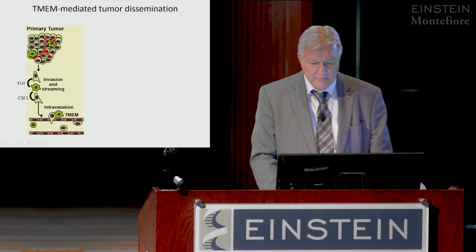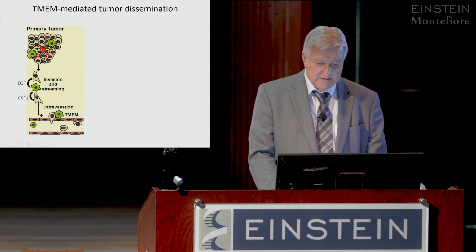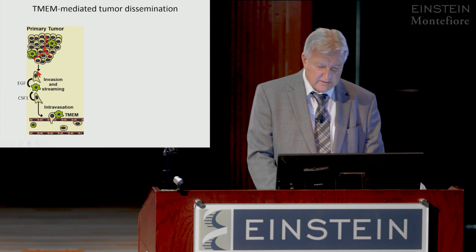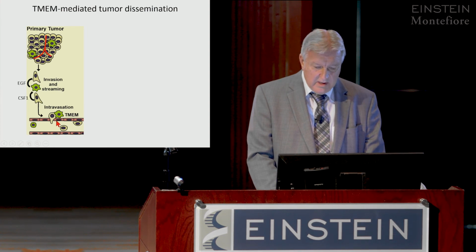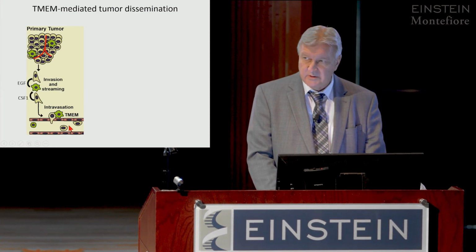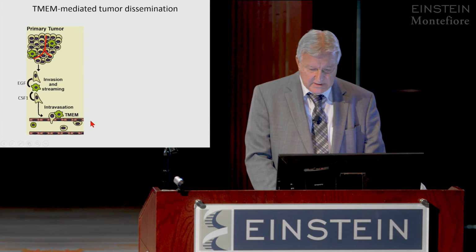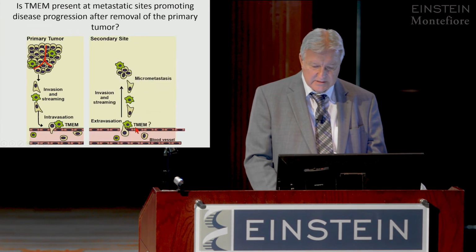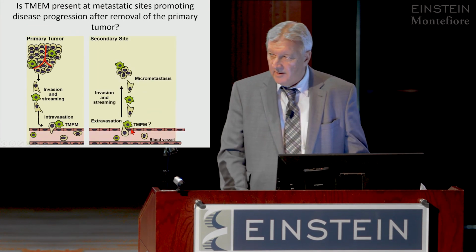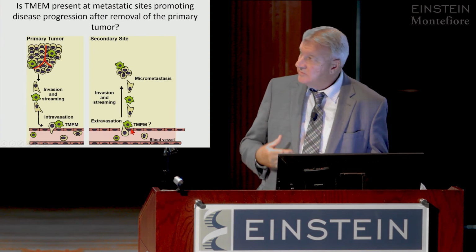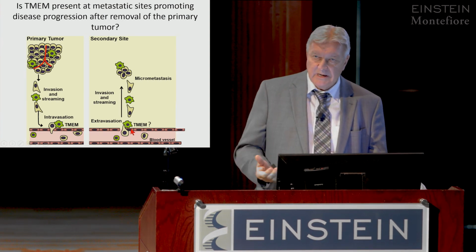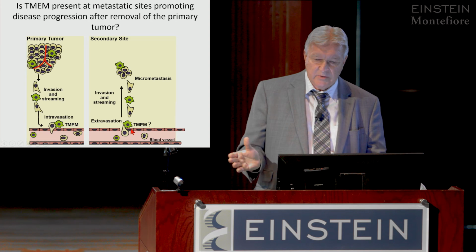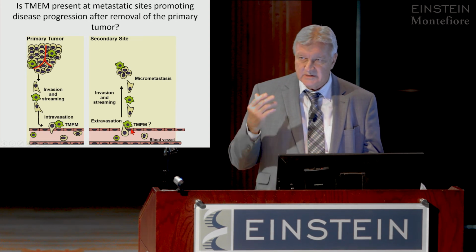So we know in the primary tumor that this series of events where you go to the fast and then the slow, you build the TMEM, and then you put the tumor cells into the blood. What if something like that is happening at the secondary site? What if there's a secondary site TMEM so that all of these secondary tumors continue to disseminate, and that's what kills the patient, even though the primary tumor is long gone. The surgeon did his job.